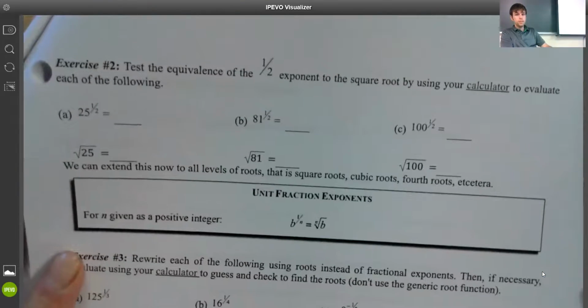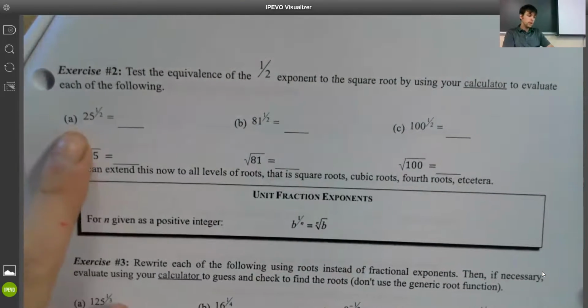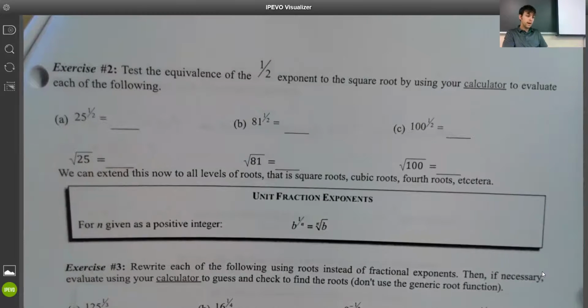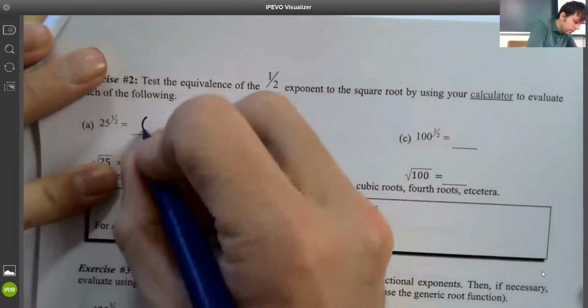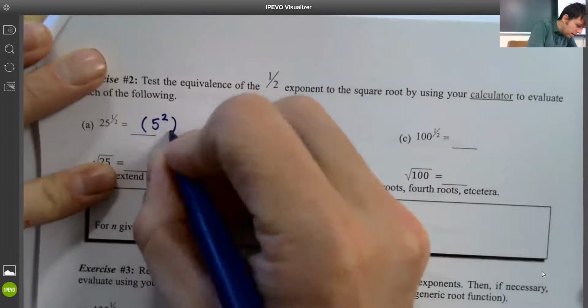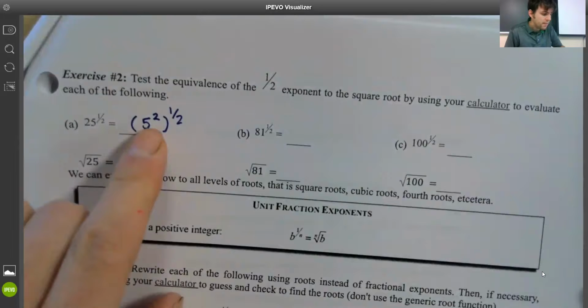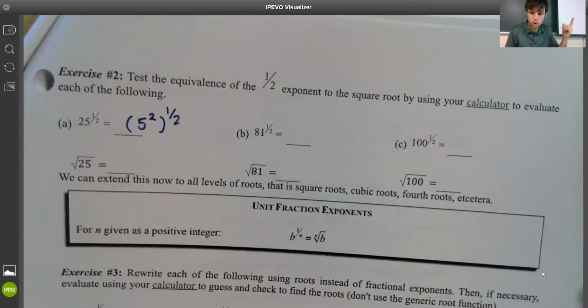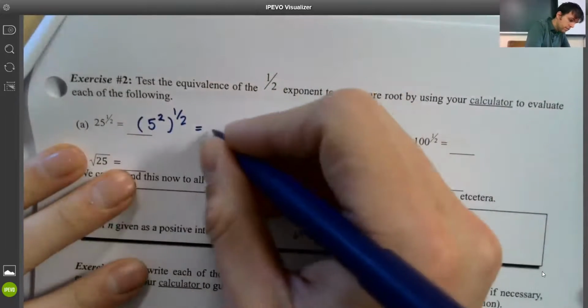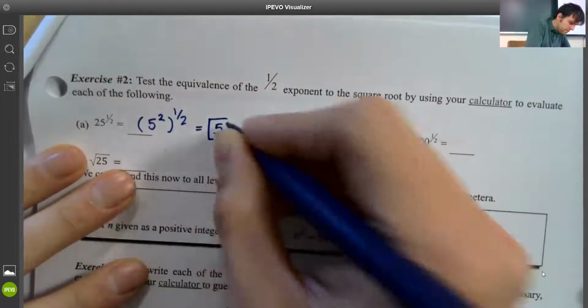So let's go ahead and look through some of these examples here. We're going to test some equivalences. We're going to do 25 to the 1/2 power. We're going to do this both by hand and using a calculator to demonstrate that. So 25 to the 1/2 power. 25 can be rewritten as 5 squared. So this is the same thing as 5 squared to the 1/2 power. And then when we apply that product property of exponents, 2 times 1/2 is 1. So 5 to the 1 power is just simply 5.